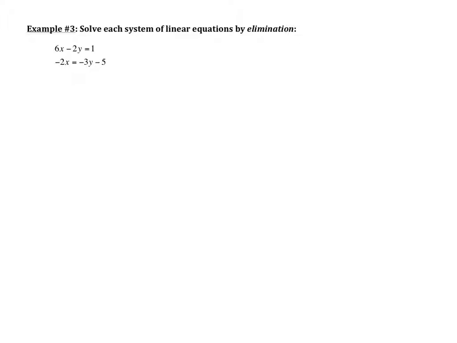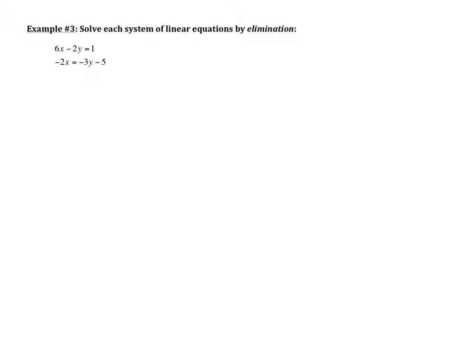So we saw in example 1 where we just had to multiply one equation to make opposites. Then we saw in example 2 where we had to multiply both equations to make opposites. So let's see what example 3 brings us. Again, we're just asked to solve the system by elimination. So we have 6x minus 2y equals 1, and negative 2x equals negative 3y minus 5.